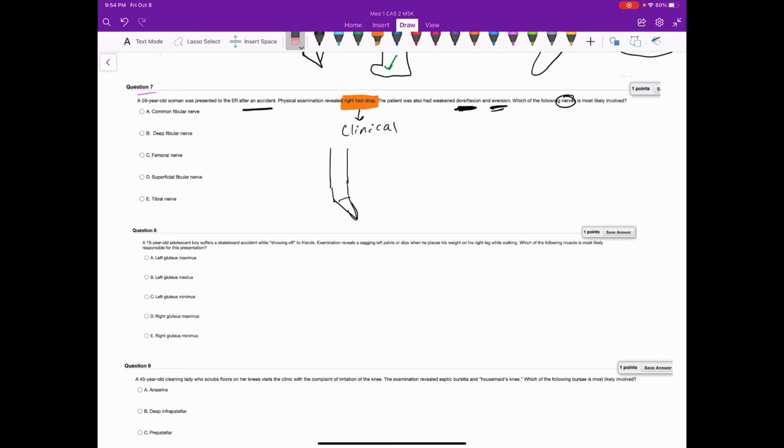Now, what causes this? Okay, so if you have a healthy leg, right? You're going to draw a nice, healthy foot. In order to go up, right, you're going to do what?